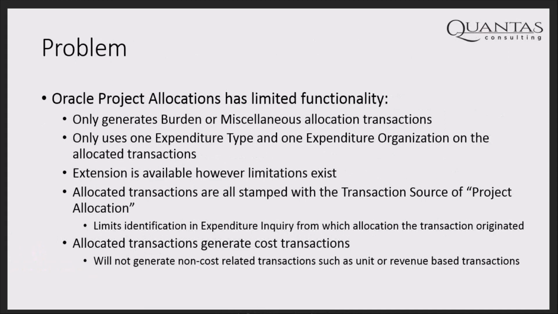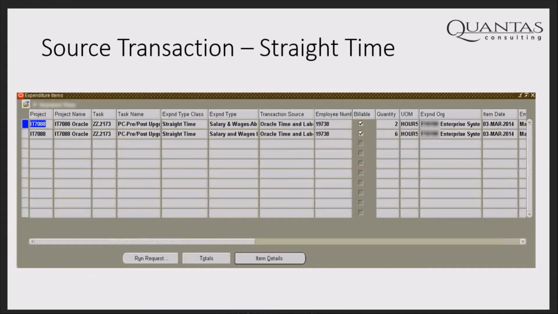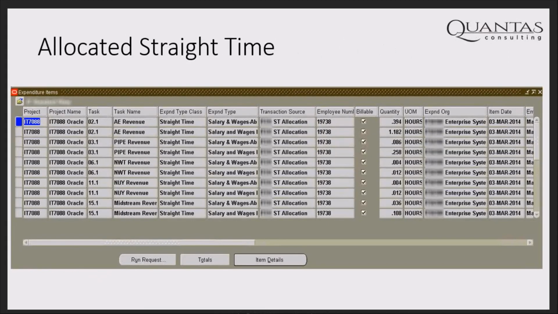So we're just going to jump right into the examples here. So here we have an example of a straight time card. You can see here our transaction source is Oracle Time and Labor. We have two transactions for 8 hours, totaling 8 hours. And what we did here is we had a process that actually split out that 8 hours to the various tasks that it was to be allocated to.